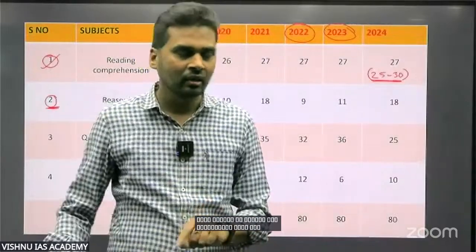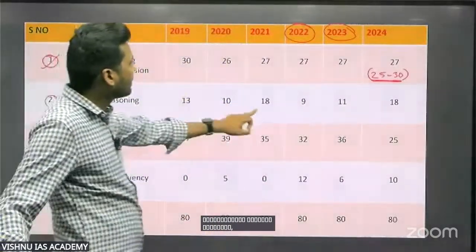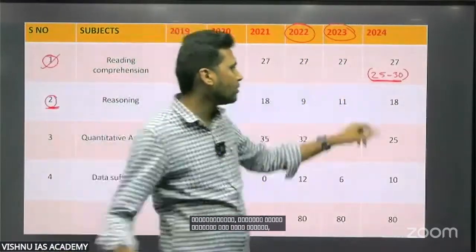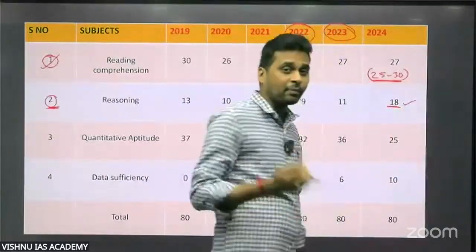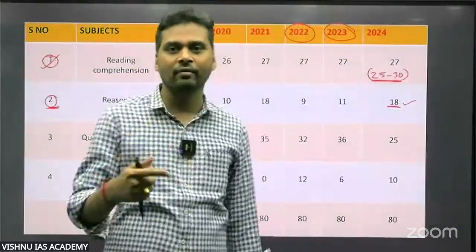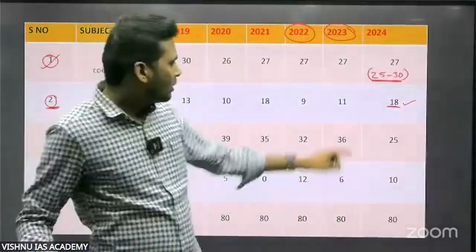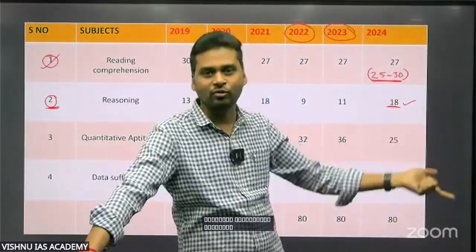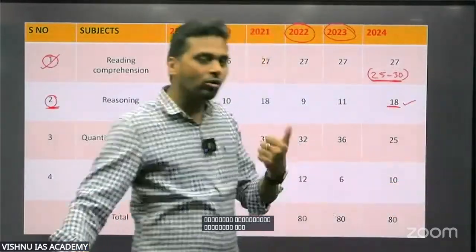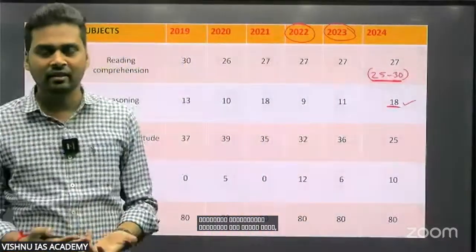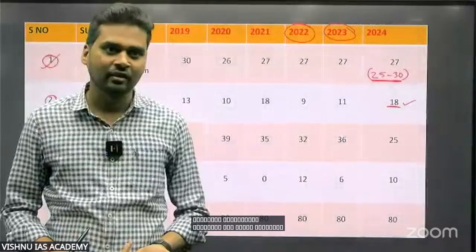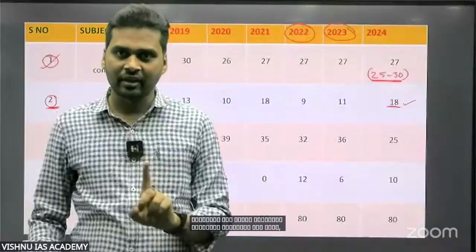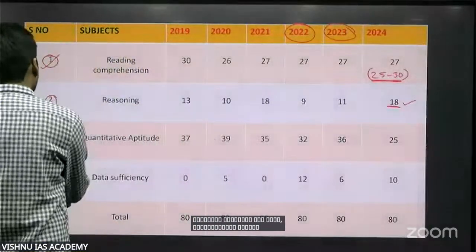You understand? See, logical reasoning: 13, 10, 18. Only in 2021 you had a good number of questions from logical reasoning. Even in 2024 it was 18. That's why the percentage of 2024 CSAT qualifying students is higher. Whenever the reasoning questions are more, the number of students who qualify in CSAT is also more. Okay. But don't make mistakes. UPSC is always unpredictable, right? So don't make that mistake. You have to prepare all three. You understand? Right. Coming to the next part, quantitative aptitude.